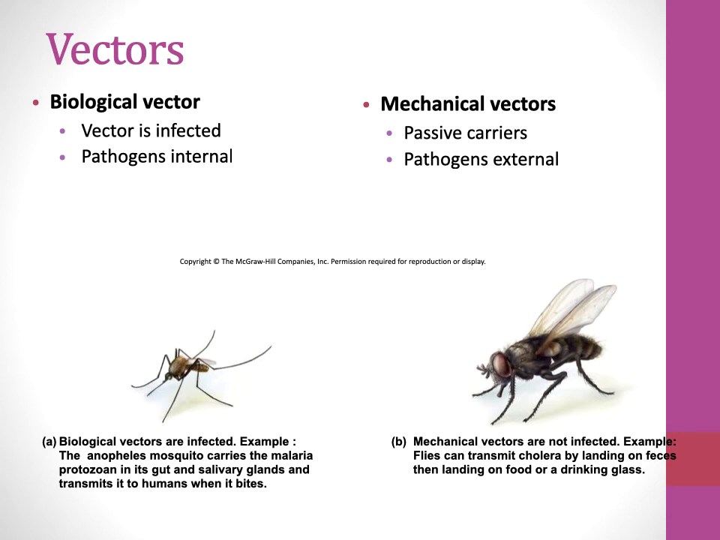With a mechanical vector, it's a simple moving from one location to another. And so the pathogens are external. So the housefly, common fly, it actually has little hairs on its legs. So when it lands on a surface, it actually will pick up microbes that are present. And so when it moves to the next surface, some of those will fall off, just like transient microbes. And so you can get spreading of illnesses that way.